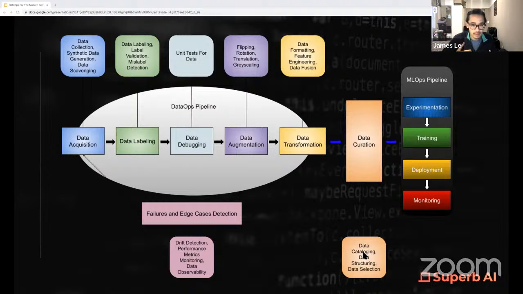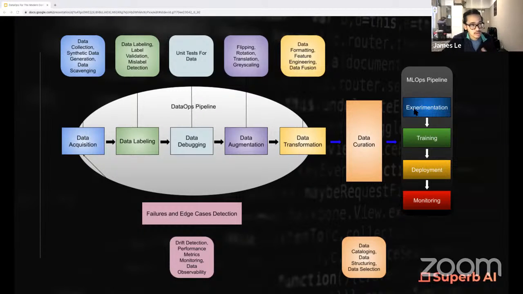Basically, you want to sort the data by use cases, or make it searchable by tags, or cluster data by specific metadata. And then after you do the data catalog, you can do data structuring and data selection. You'll select the ones most relevant for your use cases. I will talk about data curation in a few more slides, but I think this is something that is emerging that we need to pay more attention to.